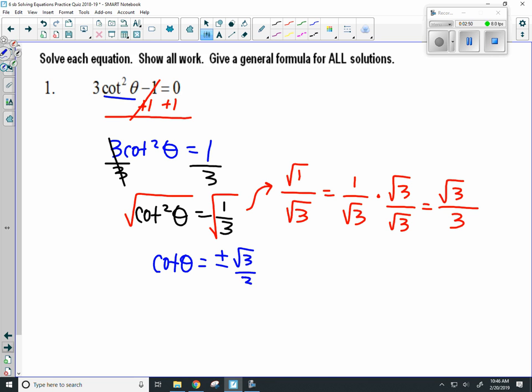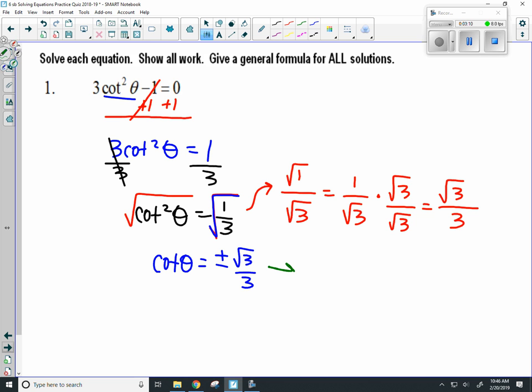radical 3 over 3. Now the reason why we have to put the positive or negative is because we were the ones that introduced the square root into the equation, and if throughout the process you ever end up having to take the square root of both sides, it is not known whether or not your answer was the positive or negative of that square root, so we have to put the plus or minus.